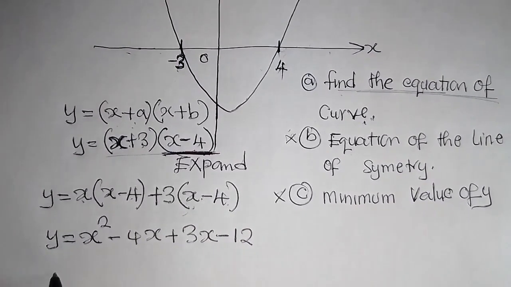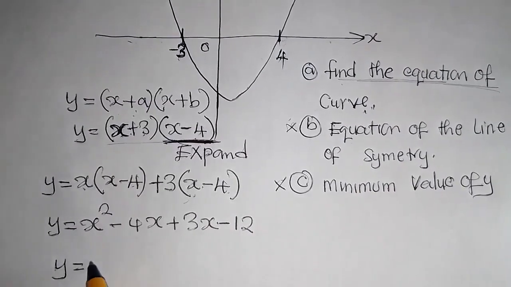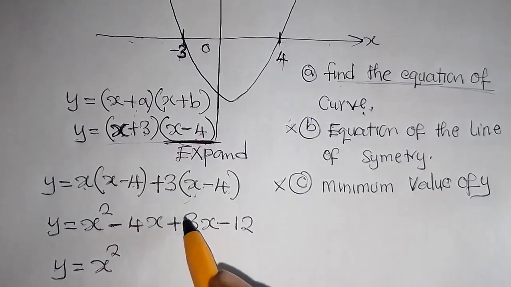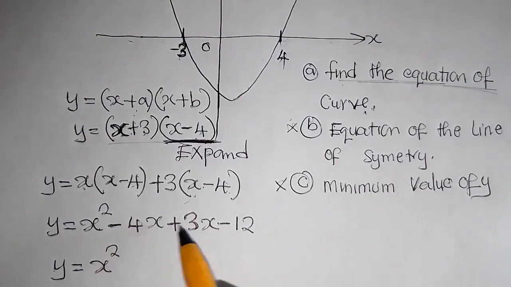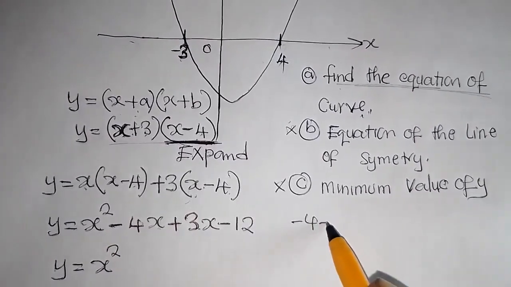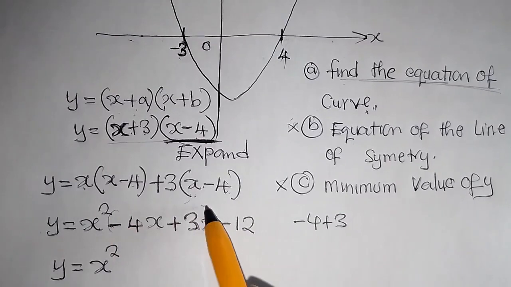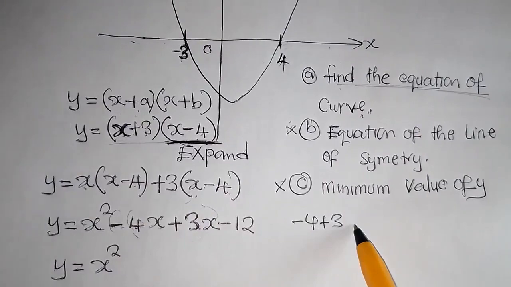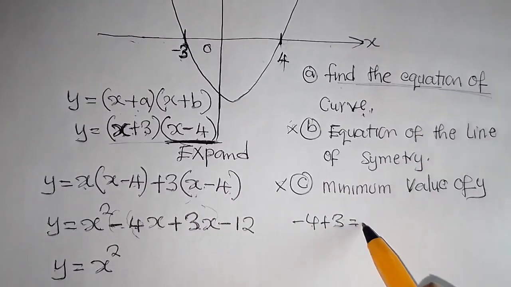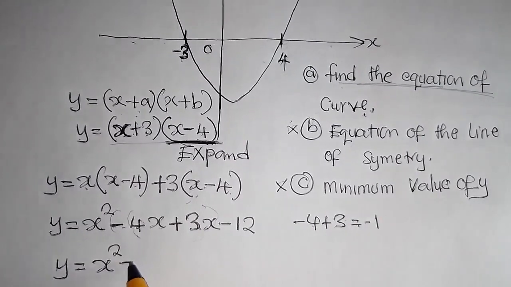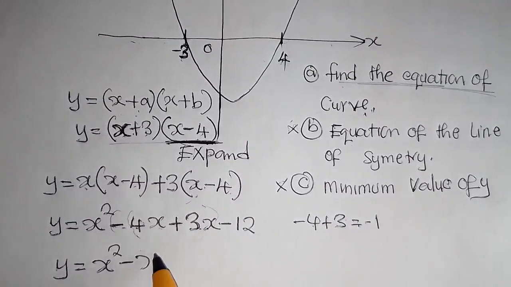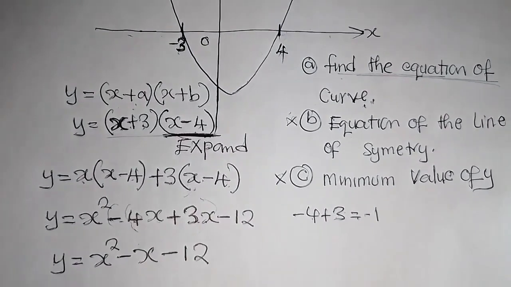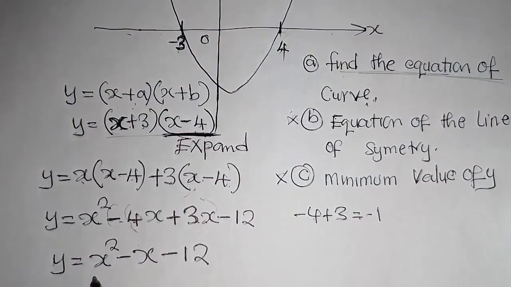Then you say this is y is equal to x squared, negative 4 plus 3. You forget about these variables. So negative 4 plus 3 is equal to negative 1. So it is what? Negative. I can't say negative 1x. I'll just say negative x minus 12. Have you seen? Minus what? 12. So this is the equation of the straight line.